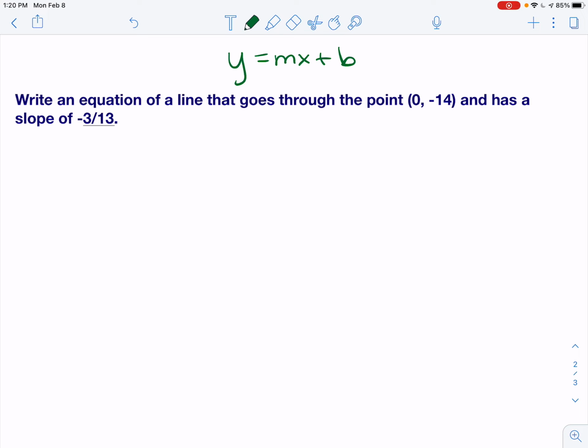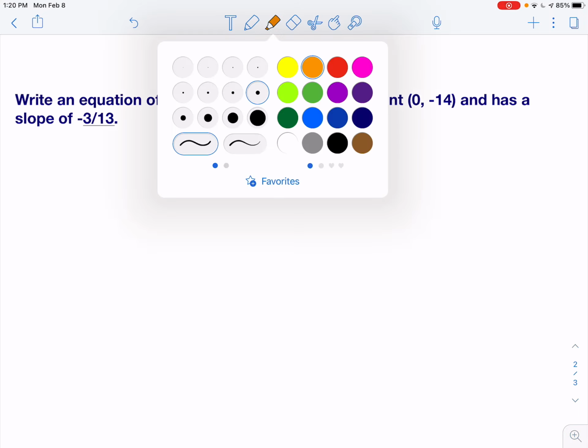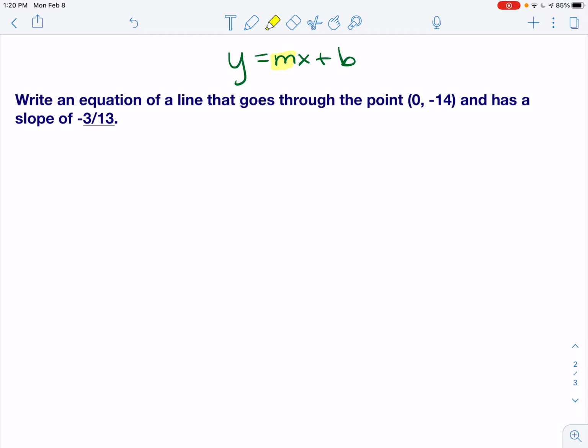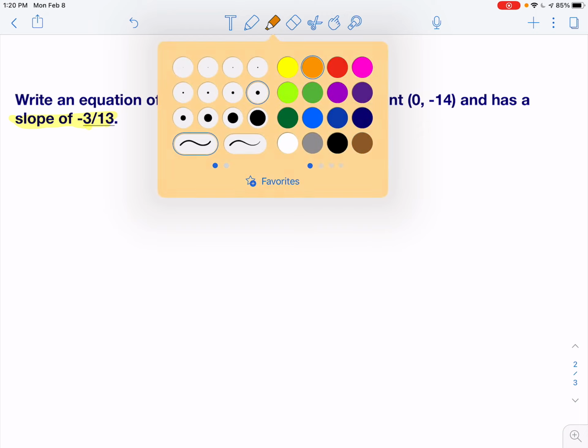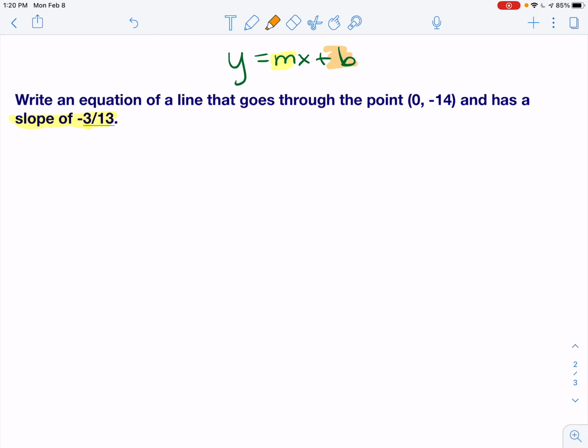So it says write an equation of a line that goes through the point (0, negative 14) and has a slope of negative 3 over 13. So they're being a little bit tricky here because they've camouflaged our y-intercept. They tell us our slope, and I've highlighted it there in yellow. And then the b value is our y-intercept, but they don't tell us the y-intercept. They say that it goes through the point (0, negative 14). Anytime 0 is your x value, that is your y-intercept. So since x equals 0, the y-intercept equals negative 14 based on this point that they've given us.